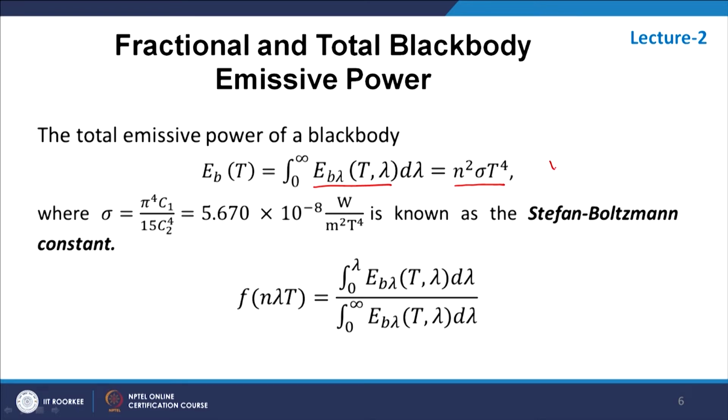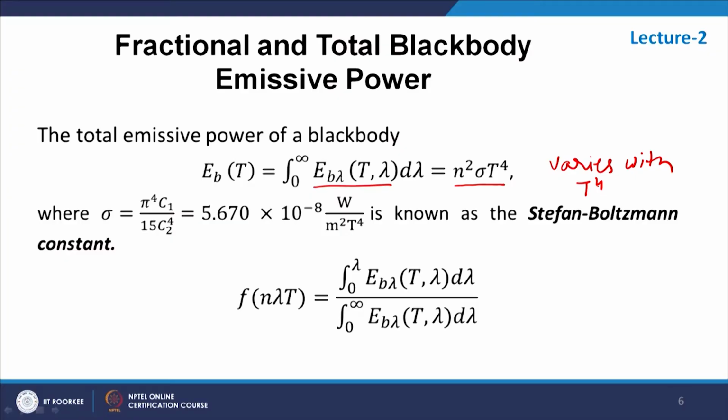Okay. So, it varies with T to the power 4. Unlike conduction and convection, which are basically linear phenomena, radiation varies non-linearly with temperature, with the power of 4. That is why at high temperature we need to study radiation, because at high temperature the radiation energy significantly dominates over conduction and convection because of this power 4 effect. So, radiation will be a very important phenomenon at high temperatures.